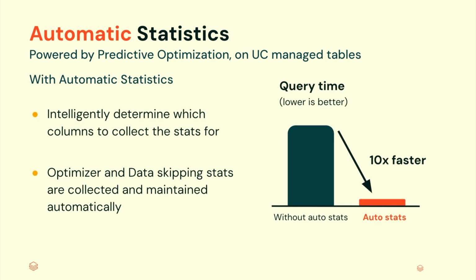The query I showed you guys before, I ran it with and without auto stats. It went from order of minutes to order of seconds. It was 10 times faster. It just goes to show how the right join order and join strategy can dramatically improve your query performance.